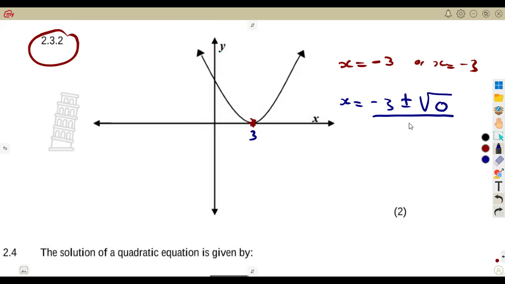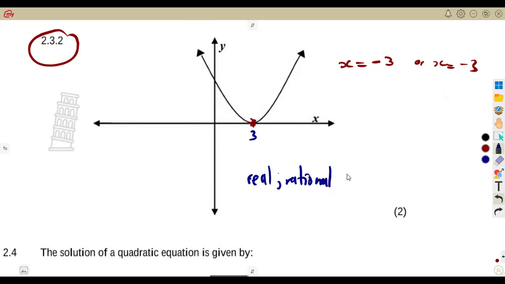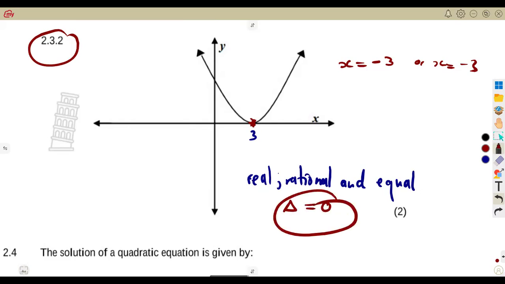Let's say here we've got minus 6 over 2 like this. The number under the square root there is a 0. Our delta is directly equal to 0. So in that case, you have same roots, which is equal roots. So these roots, they are real, rational, and equal. They are real, they are rational, and what? And equal. That's a condition when our delta is directly 0.